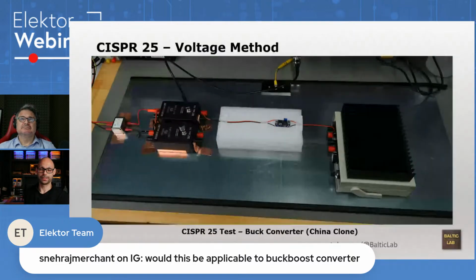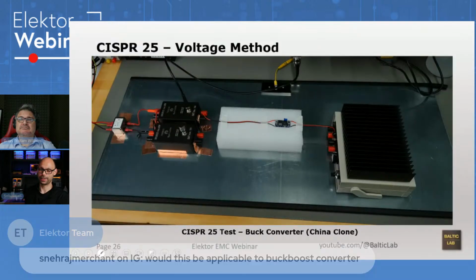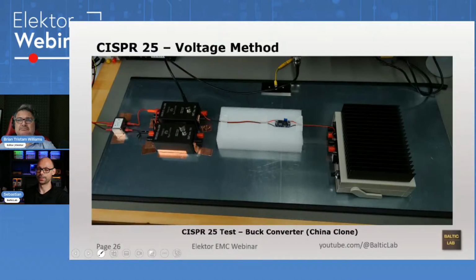In professional test setups, this is determined in a test plan. Obviously, you're not just going to give your equipment to an accredited lab and say, here, test this for me. You have to define under what conditions. So just keep that in mind: if you test buck boost converters, you're going to have to check both cases.